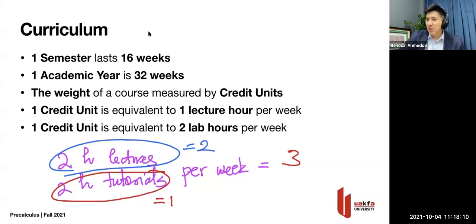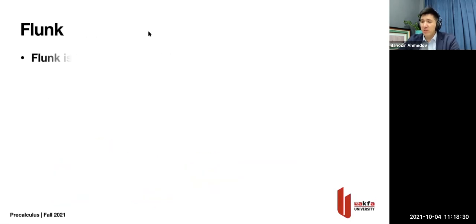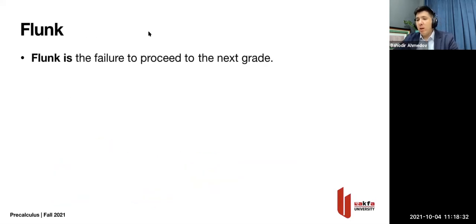Depending on the program here, you're going to have a different number of credits. For this program, I think it's less than 20 credits per semester. It means that you're going to have less than 20 lecture hours every week. But for example, for medical school, it might be even 23 credits. It's going to be like 1.5 times more than yours.